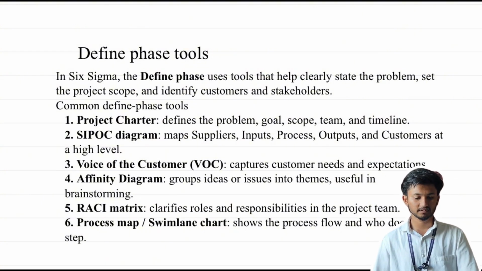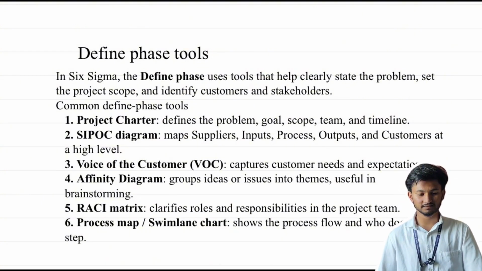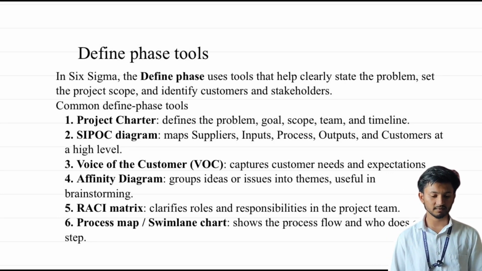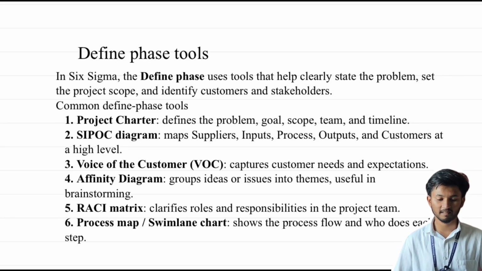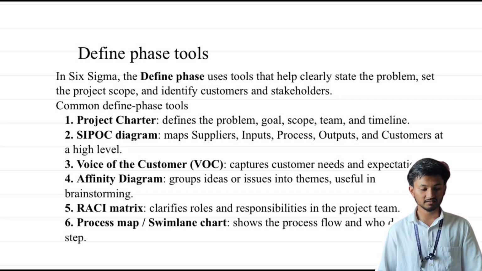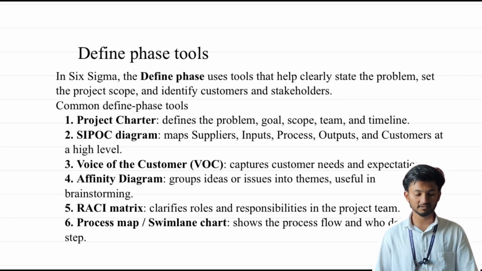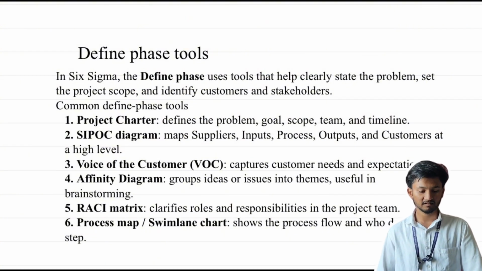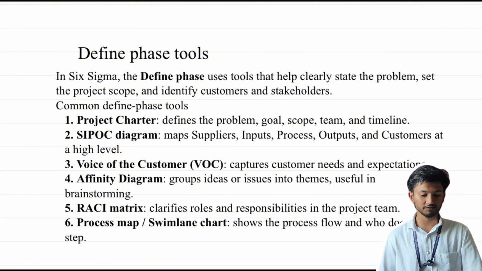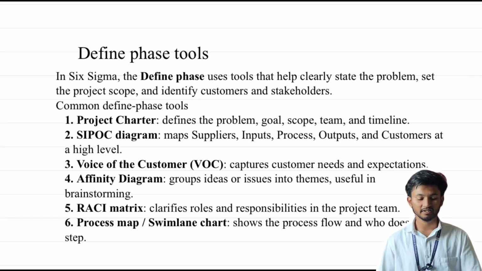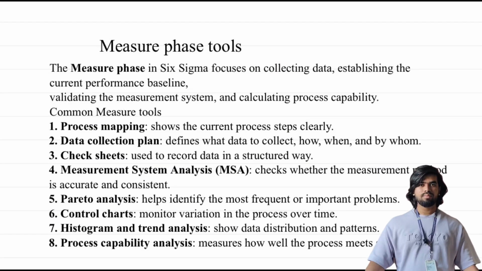Define phase tools. In Six Sigma, the define phase uses tools that help clearly state the problem, set the project scope, and identify customers and stakeholders. Common define phase tools are the project charter, SIPOC diagram, which is suppliers, inputs, process, outputs, and customers at a high level, and Voice of the Customer, VOC, which captures customer needs and expectations. Affinity diagram is used to group ideas or issues into themes, useful in brainstorming.